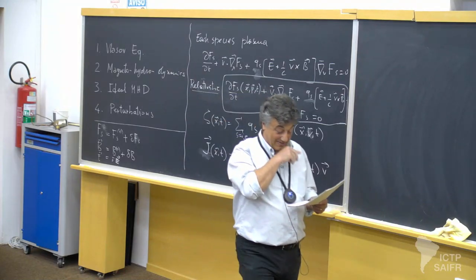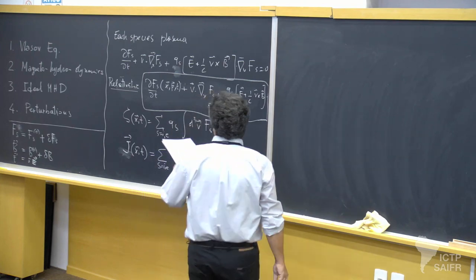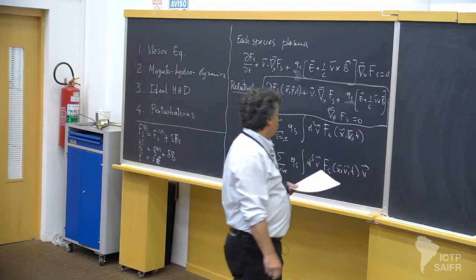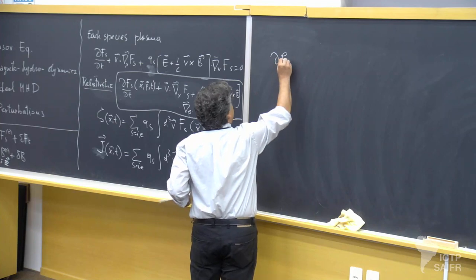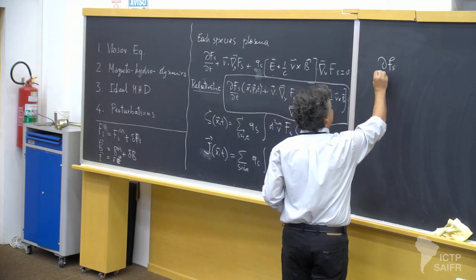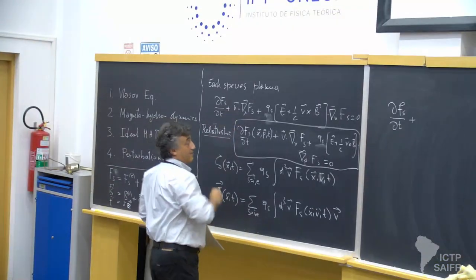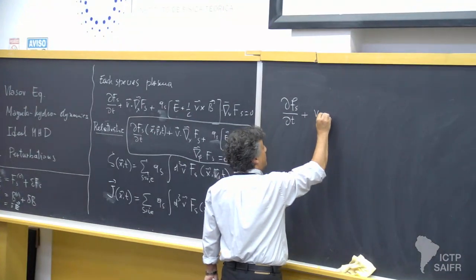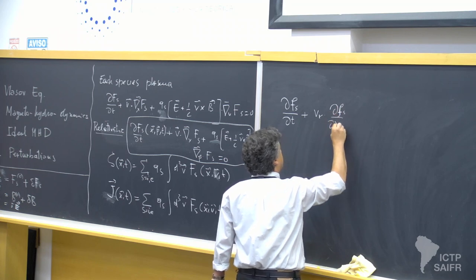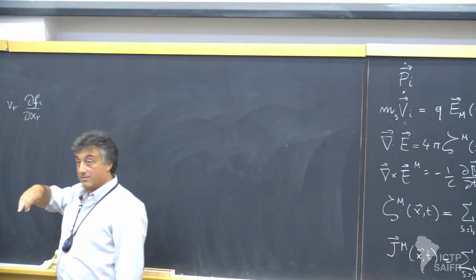And again, I want to sit in a simple situation in which I only have protons and electrons. Also, let me write this in terms of the components, because it's useful for what I'm going to do. Let me use the symbol small f. So dFs in dt plus this object here, we can write as the r component of the velocity times dFs in dxr, and index r is repeated here, which means it's summed over, okay?